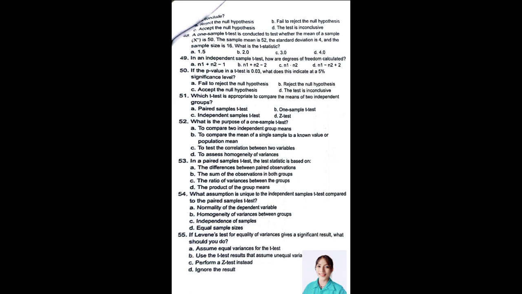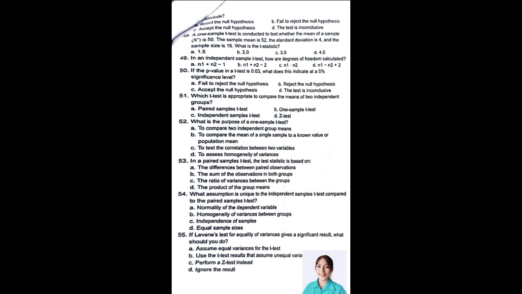Number 54. What assumption is unique to the independent samples t-test compared to the paired samples t-test? It is option C, which is independence of samples. Yes, that is the unique assumption of the independent samples t-test compared to the paired samples t-test.